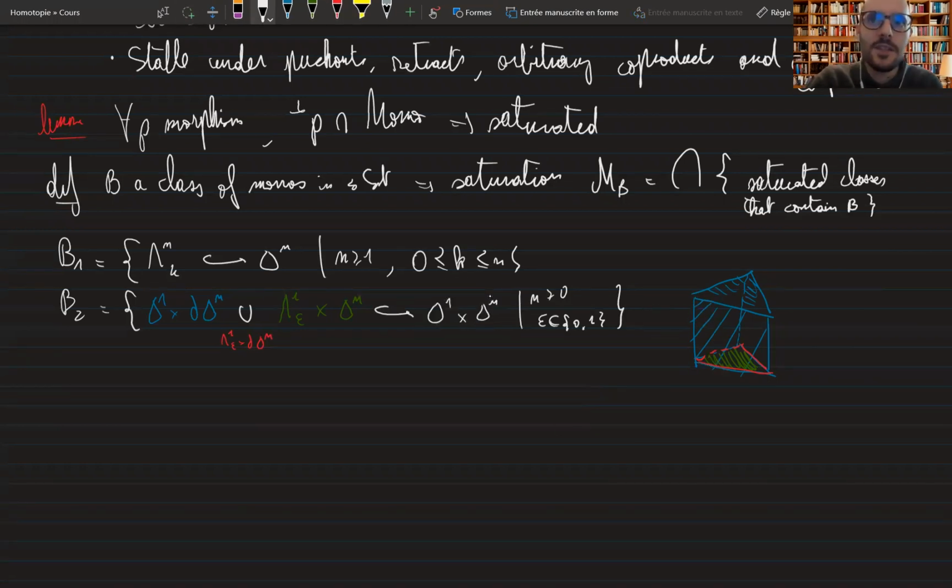Yeah, you can think it's like a horn of a prism if you want. It's like a prism in which you have removed either the top face or the bottom face and the interior, right? It's something like this. It's clear from the picture that it will be some kind of acyclic cofibration, right?